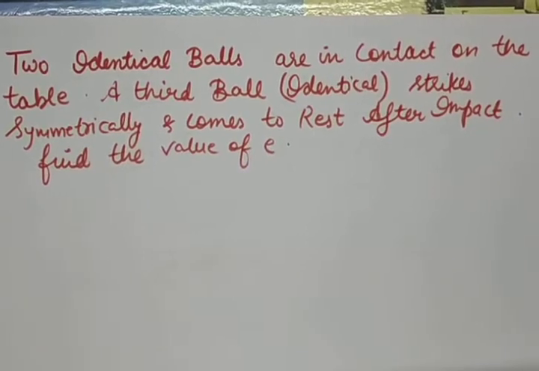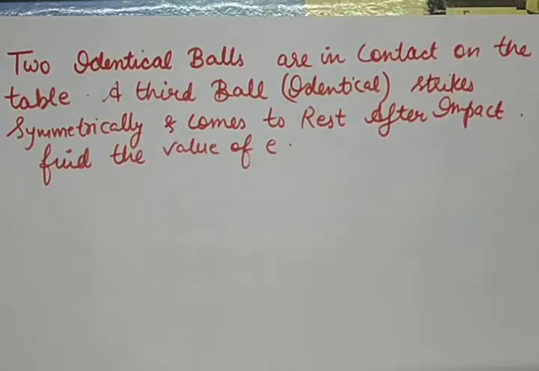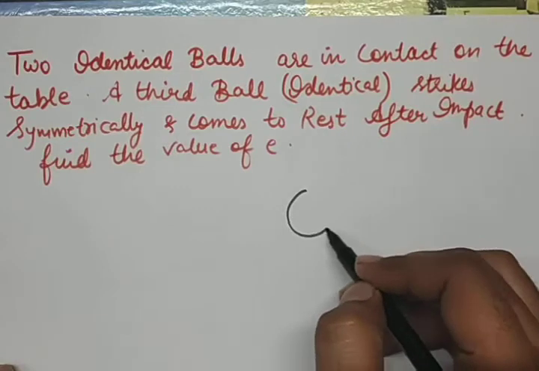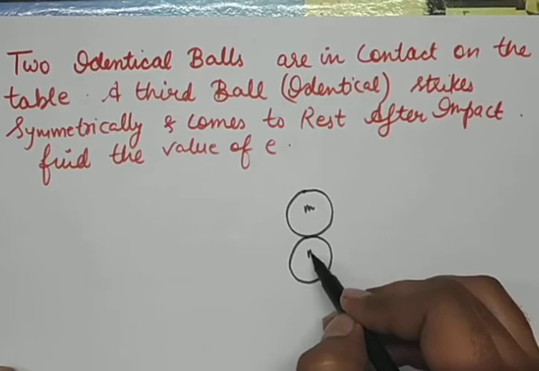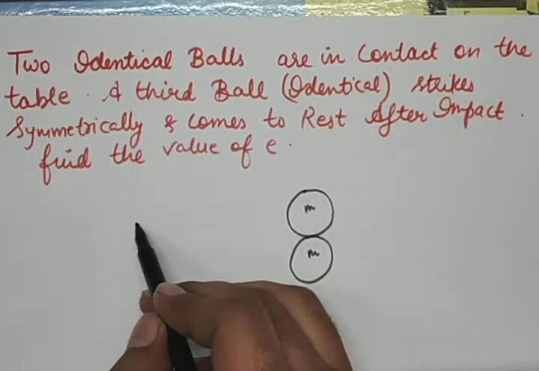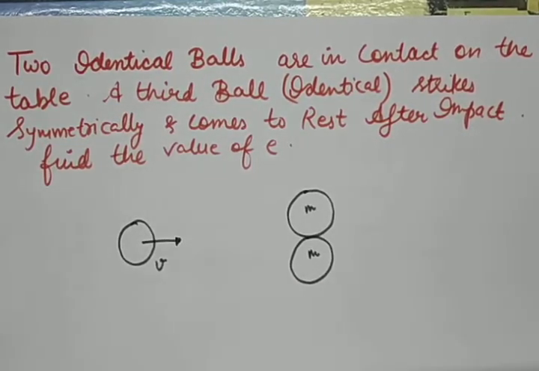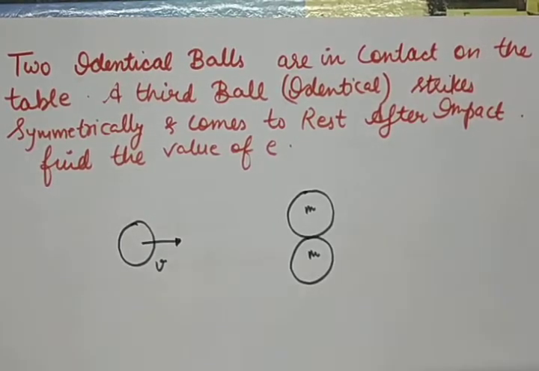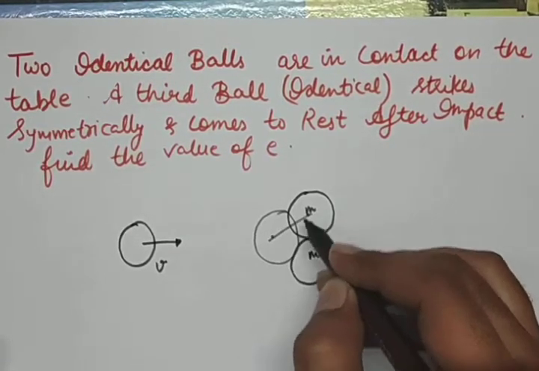So let me discuss another one. This is the last question of this lecture. Two identical balls are in contact on the table. This is of mass m, this is of mass m. A third ball, identical, strikes symmetrically. Let this velocity be v. When it strikes symmetrically, join the centers.